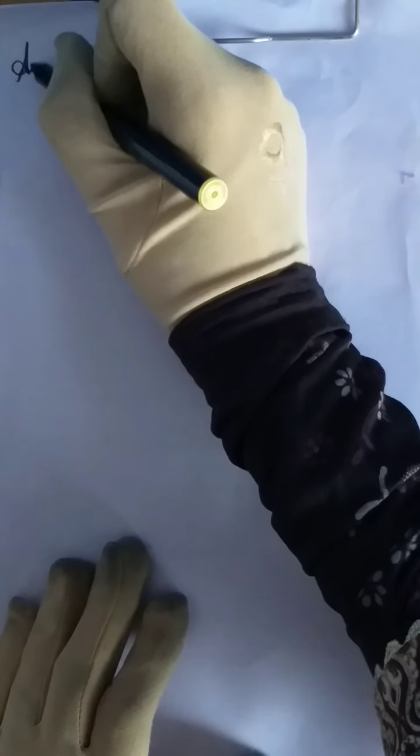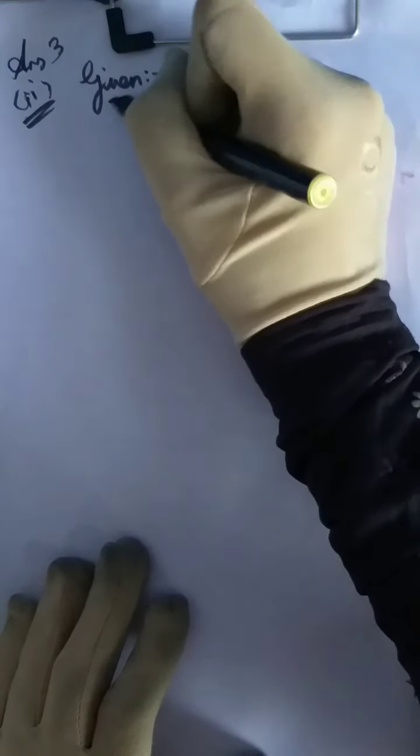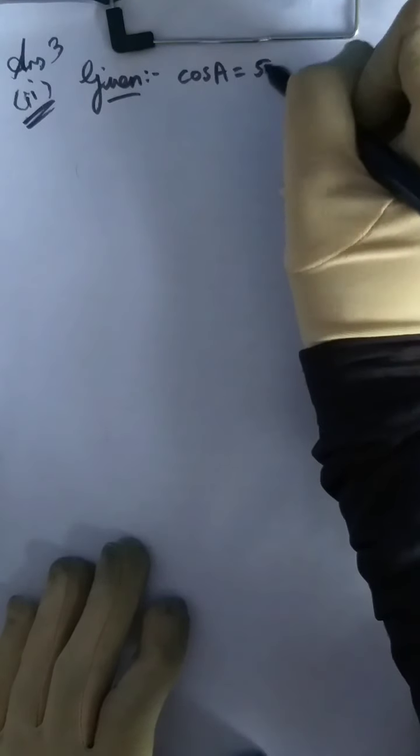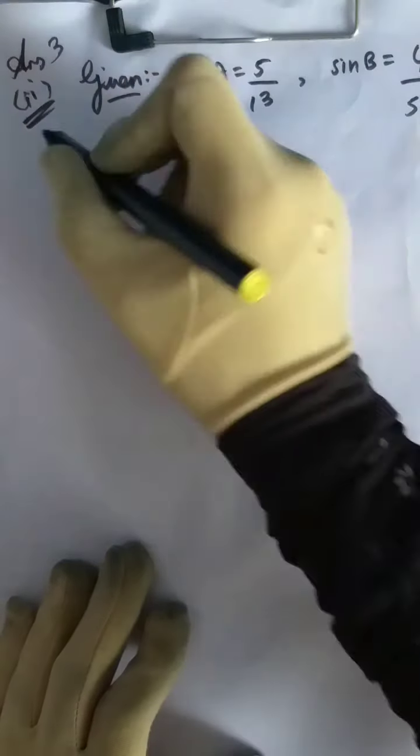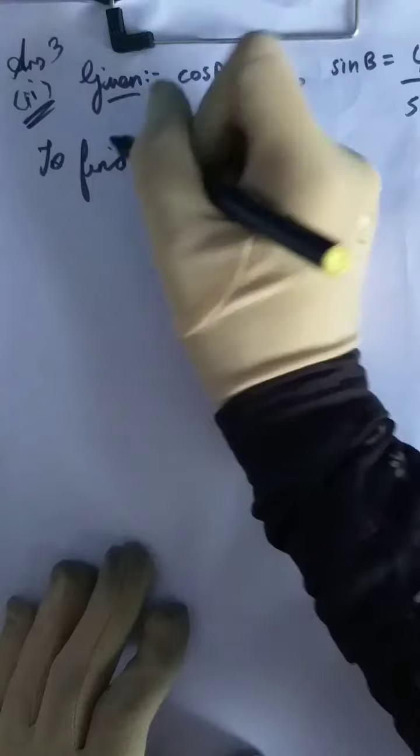The question is, if 0 degrees is less than A and B is less than 90 degrees, such that cos A equals 5 by 13 and sin B equals 4 by 5, find the value of sin(A minus B). So in this particular question, it is given that cos A equals 5 by 13 and sin B equals 4 by 5. And in the question we have to find out sin(A minus B).